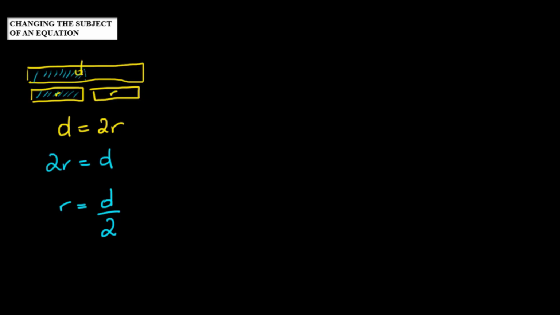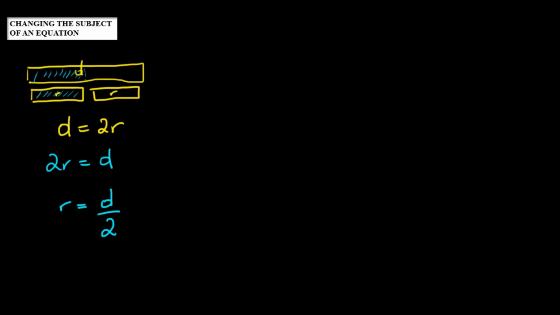Remember, in English, whenever we say that something is the subject of a sentence, it's the thing that that sentence is about. Well, in math, equations have subjects. The subject is the variable that's the focus of the equation. In this case, it would be r. Simply put, it's the variable by itself on one side of the equal sign.